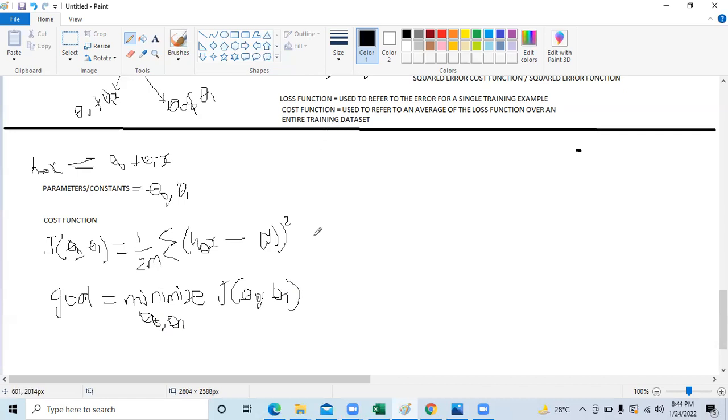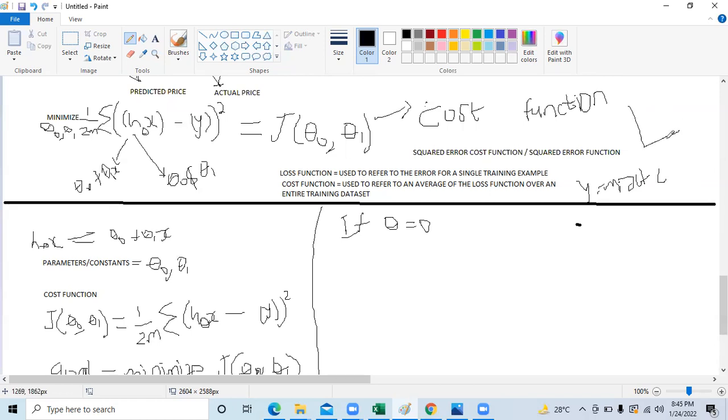So let's simplify our cost function by saying theta 0 equals 0. Because in real life, when you say y equals mx plus c, this c is usually 0, because our linear regression starts from the origin. So our theta 0 is usually always 0, right?